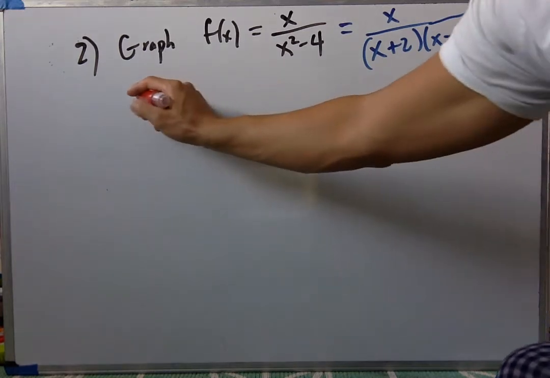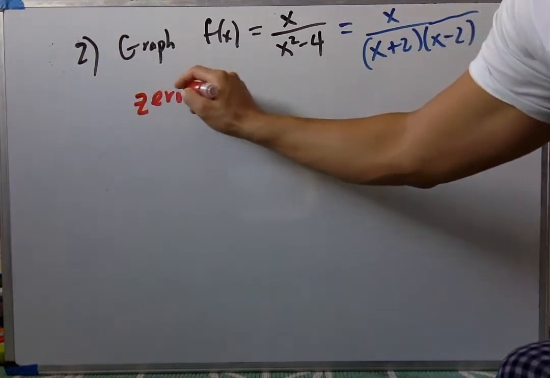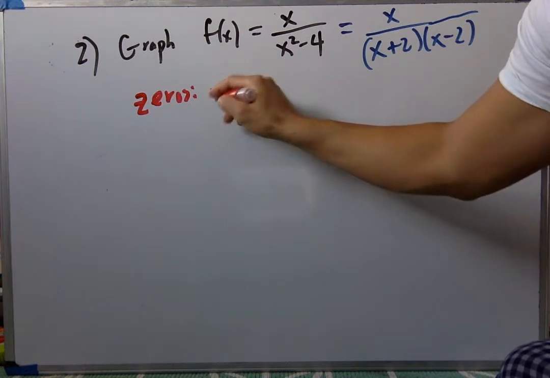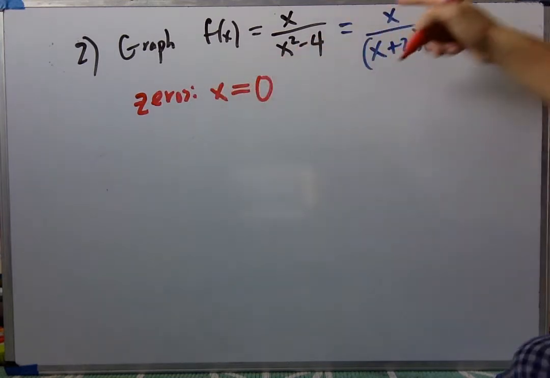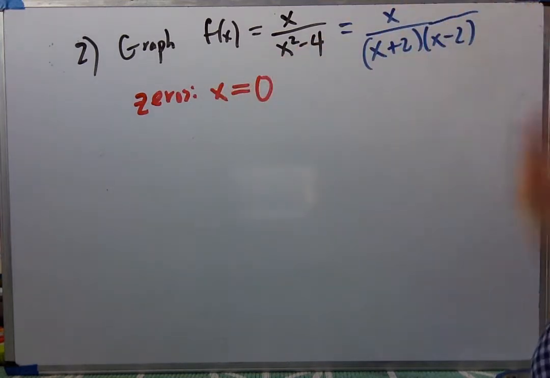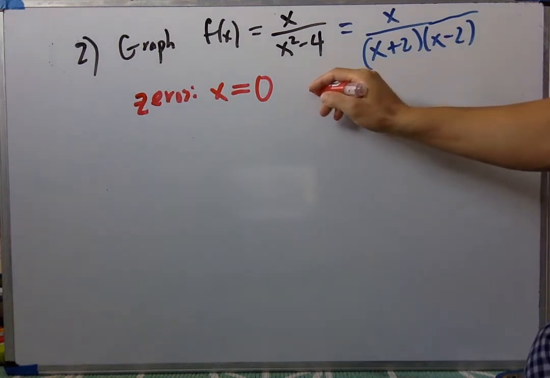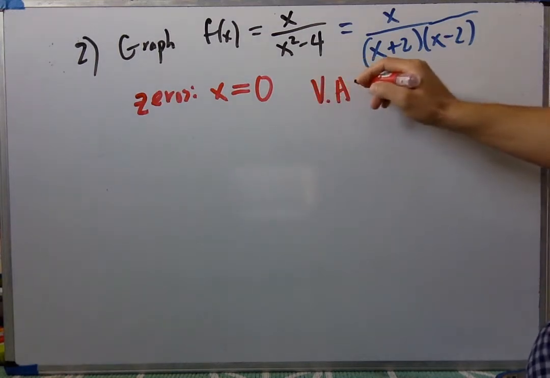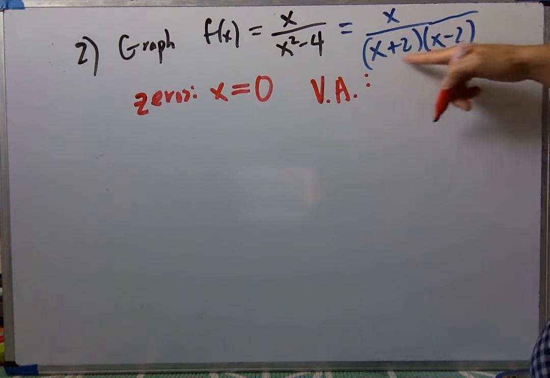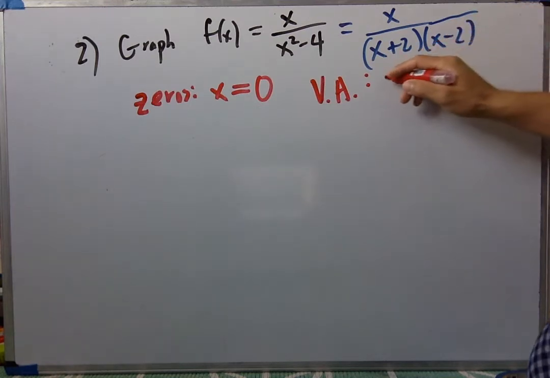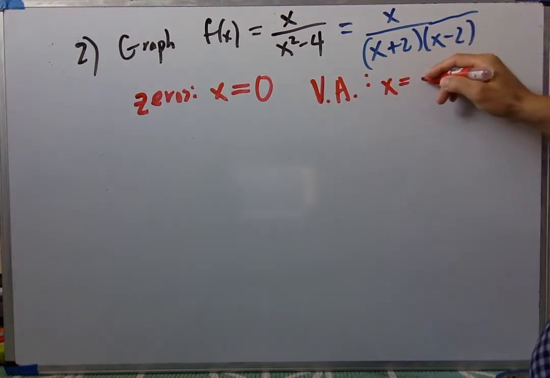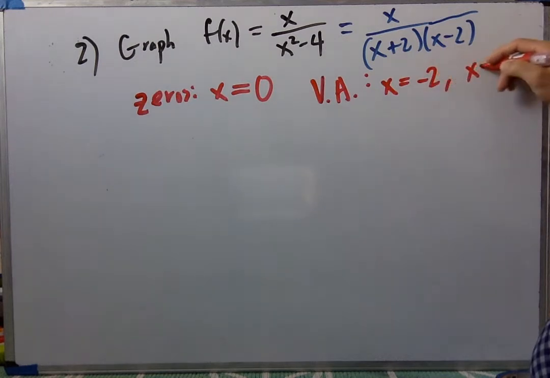So zeros, it's right over here. Actually, there's only one. That's when x is equal to 0, right? That's going to make it 0 on the top and 0 overall. Then now we have the vertical asymptotes. That's when this denominator is 0 in the simplified form. So that's x is equal to -2 and x is equal to +2, those two vertical lines.